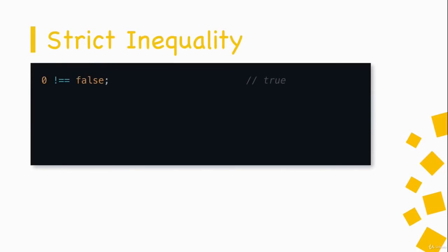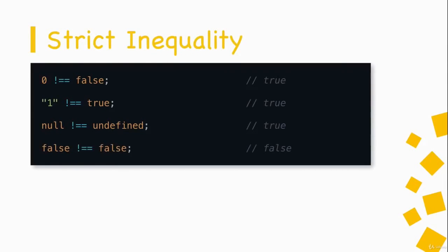And similarly, 0 is not strictly equal to false actually returns true because they are different data types, that's why they're not equal. They're not regarded as the same. So 0 is not strictly equal to false actually returns true. And similarly, the string 1 is not strictly equal to true also returns true. Because although their value is the same, both have value 1, they're not the same data type. That's why they're not equal. And null is not strictly equal to undefined, which returns true, because these two values are different with strict inequality. And false is not strictly equal to false returns false, because false is equal to false. That's why false is strictly not equal to false is not true, it returns false.